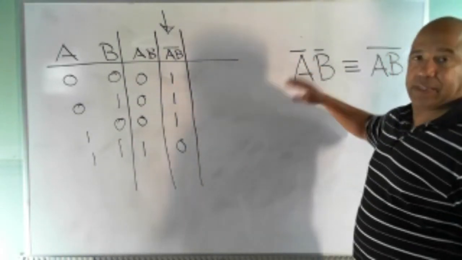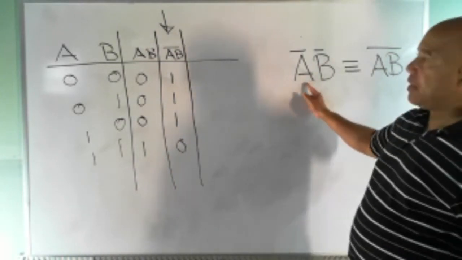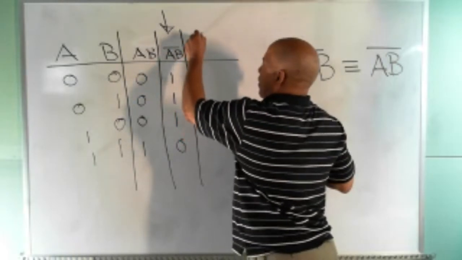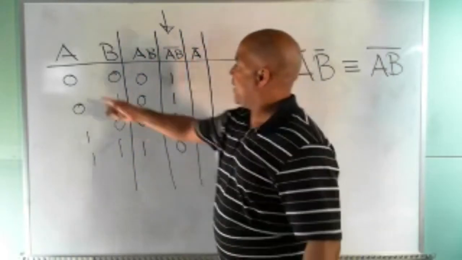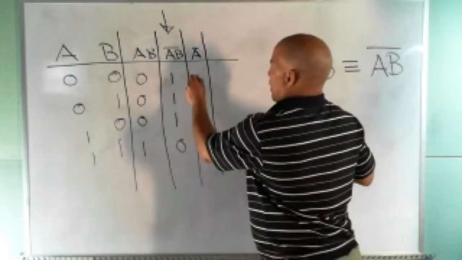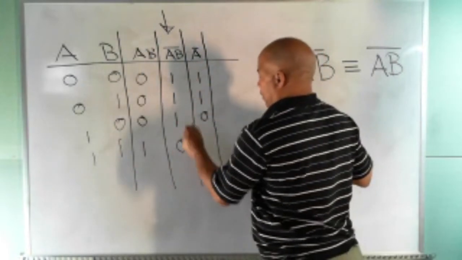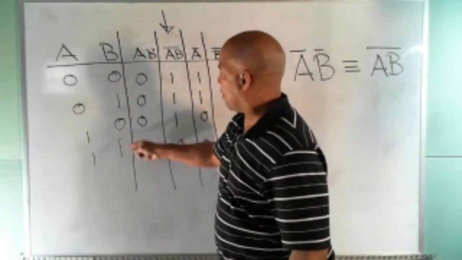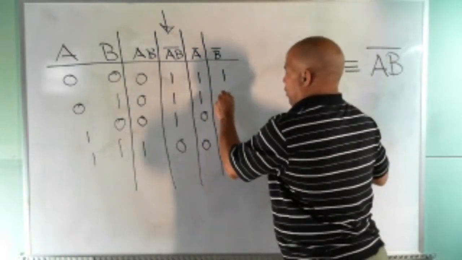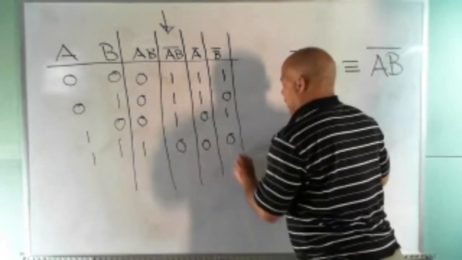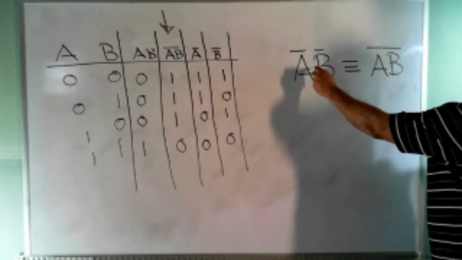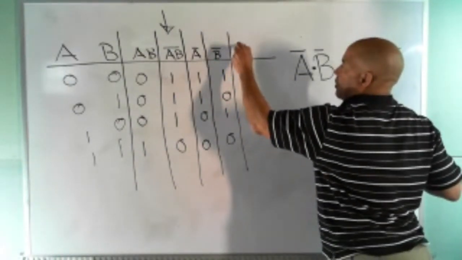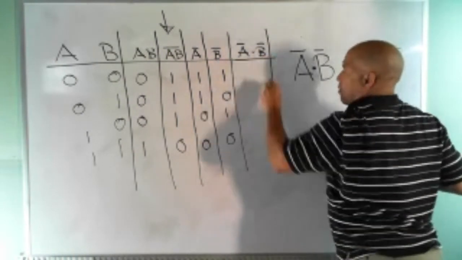And again, I'm going to do this one at a time. The first thing I'm going to do is just get A naught. I already have A, so A naught is easy. I'm going to get A bar. A is 0, 0, 1, 1, so this will be 1, 1, 0, 0. And B bar: B is 0, 1, 0, 1, so this will be 1, 0, 1, 0. When I get those two, for my final step, I'm going to take these two columns and AND them.